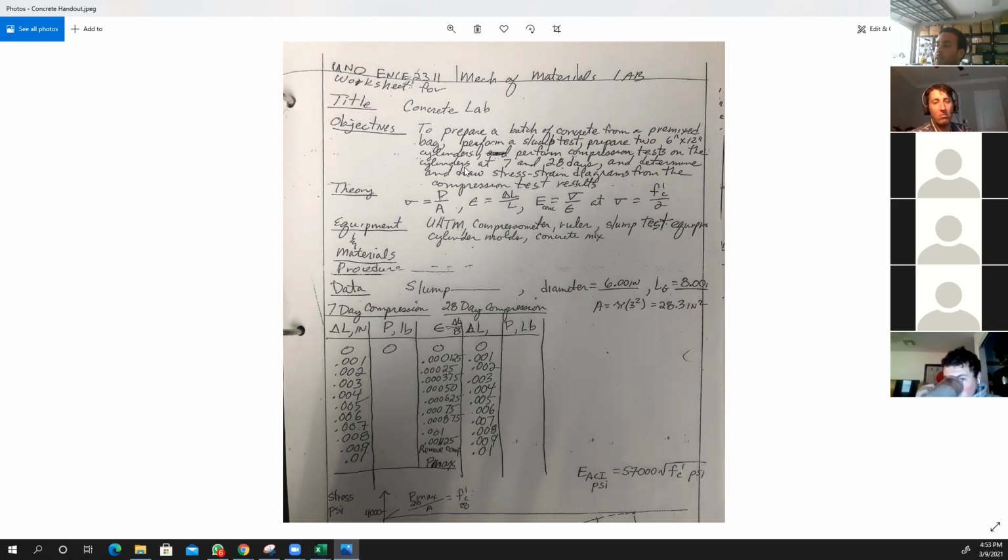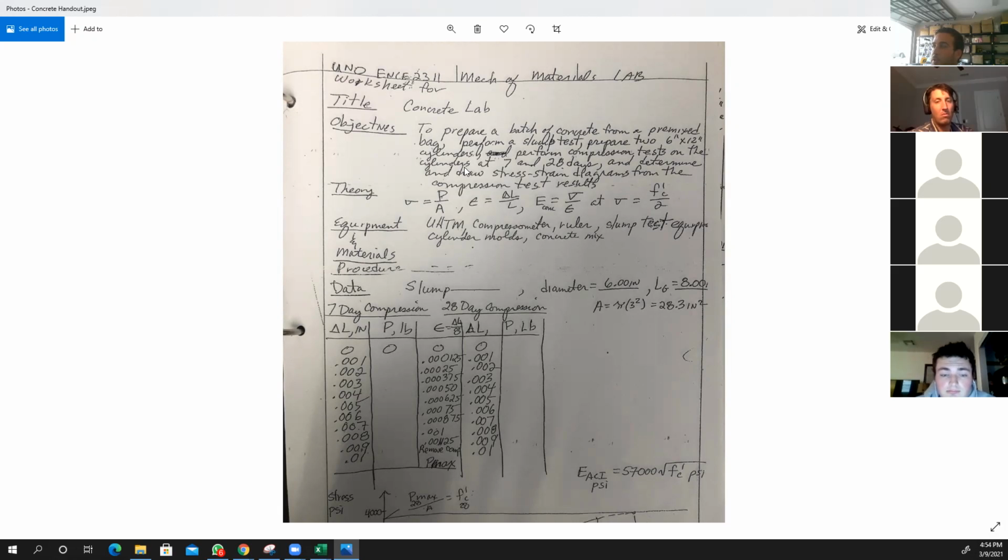Perform a slump test. We did the slump tests. We prepared 2 6x12-inch cylinders and perform compression tests on the cylinders at 7 and 28 days. We missed the 7 days. Hopefully, we're gonna get 28 days. But just to be on the safe side, I already have the data from previous years. So I will provide the data from the previous year. And if you run the experiment, you will just see how the specimen is behaving and how it fails.